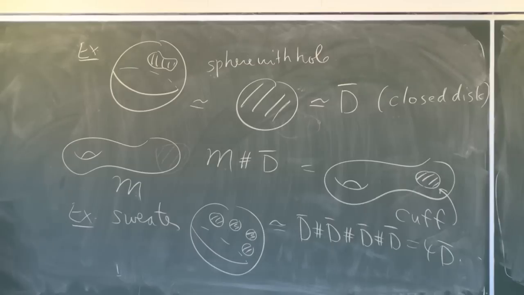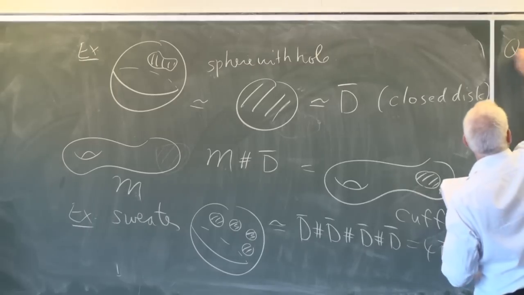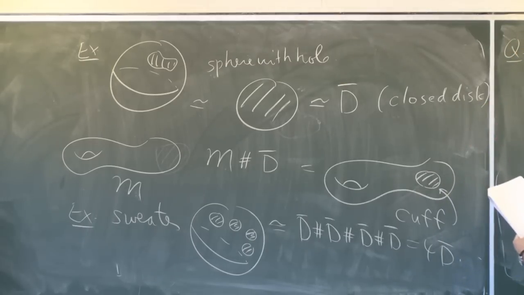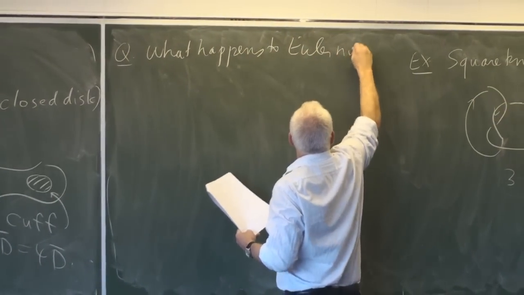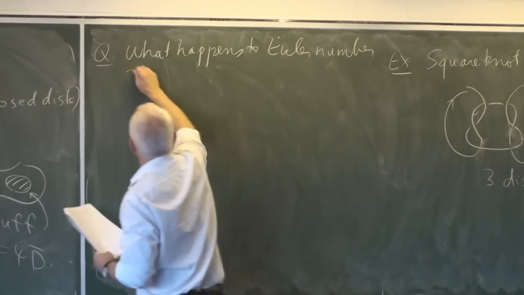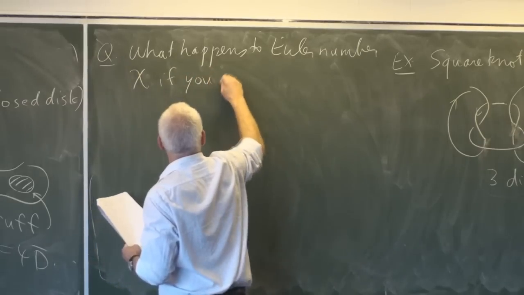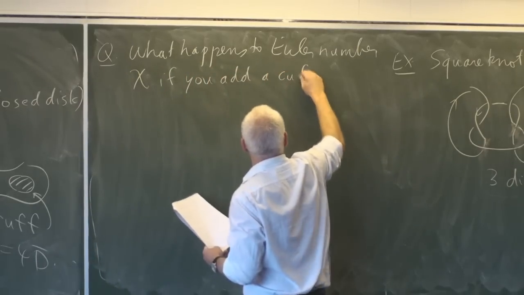So now let's ask the question, what happens to the Euler number of a surface if you add a cuff? Because the Euler number was really the useful invariant that allows us to tell what is what. Okay, so we want to extend the idea of an Euler number to surfaces with a boundary, but that's no different than what we've been doing. So the question is, what happens to the Euler number chi if you add a cuff?